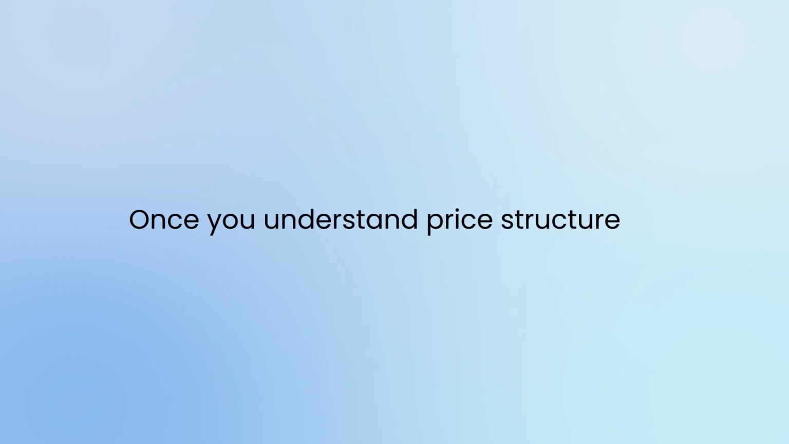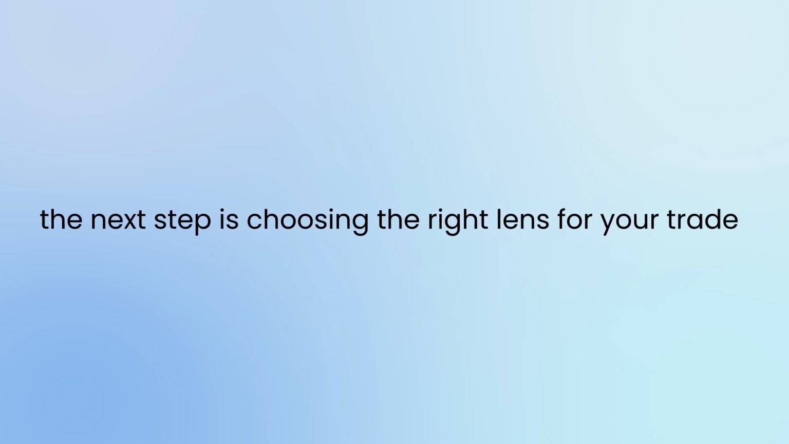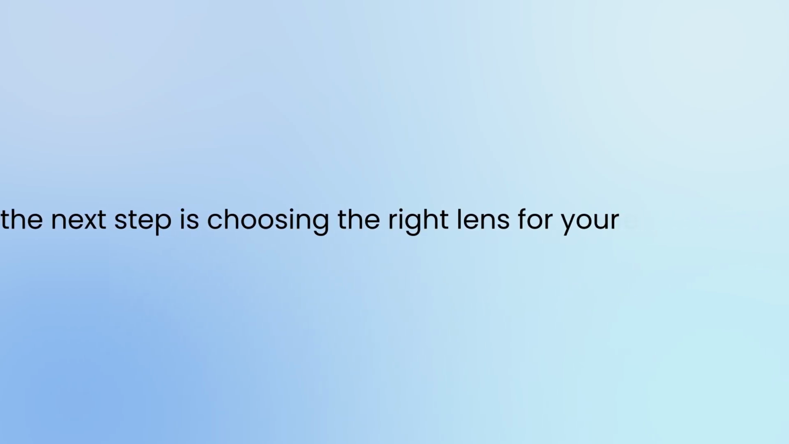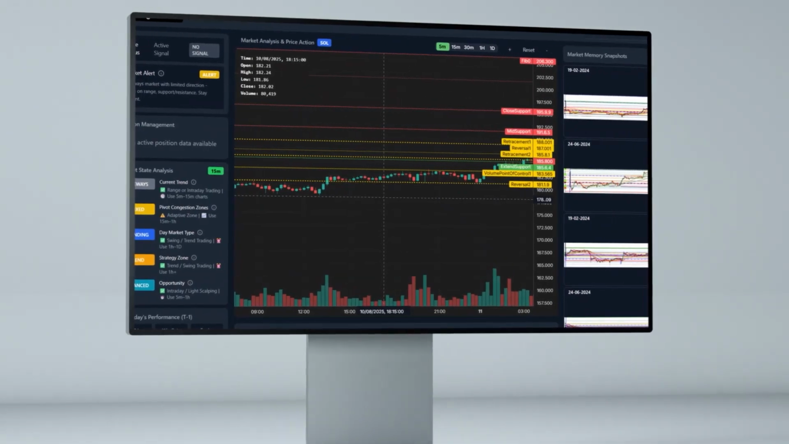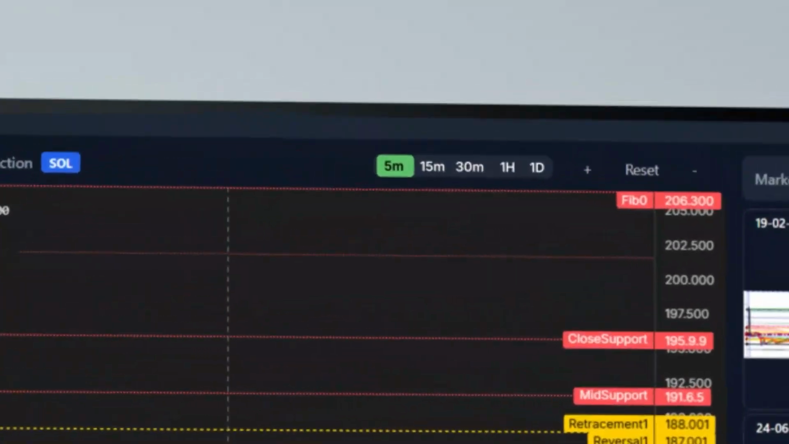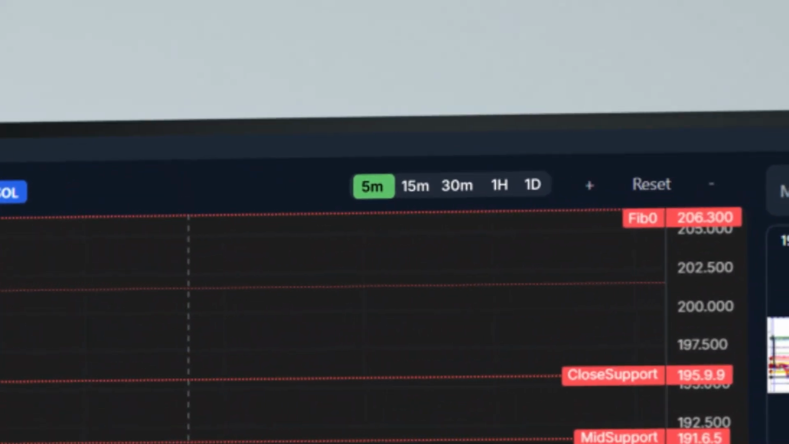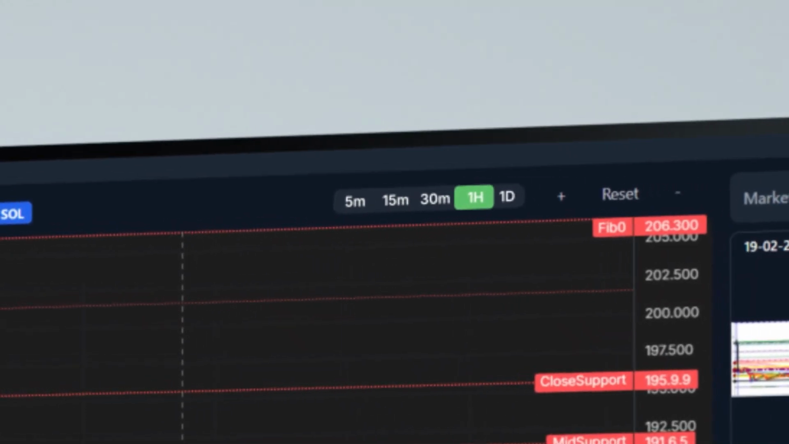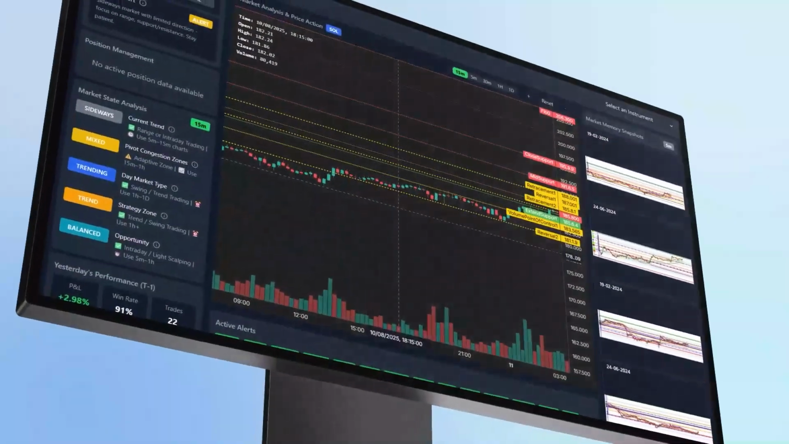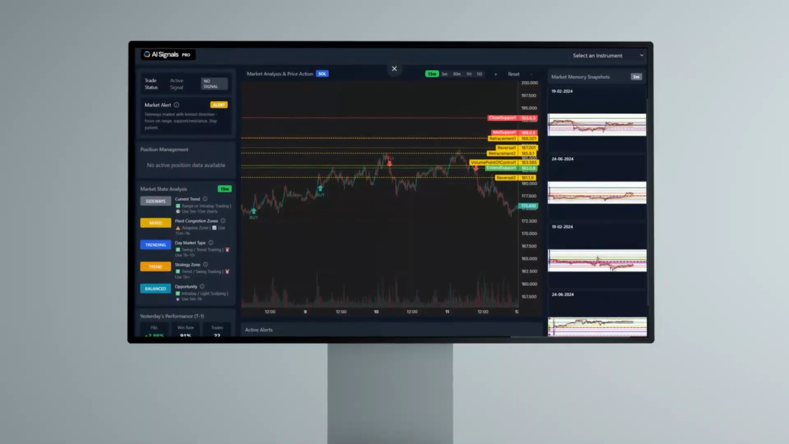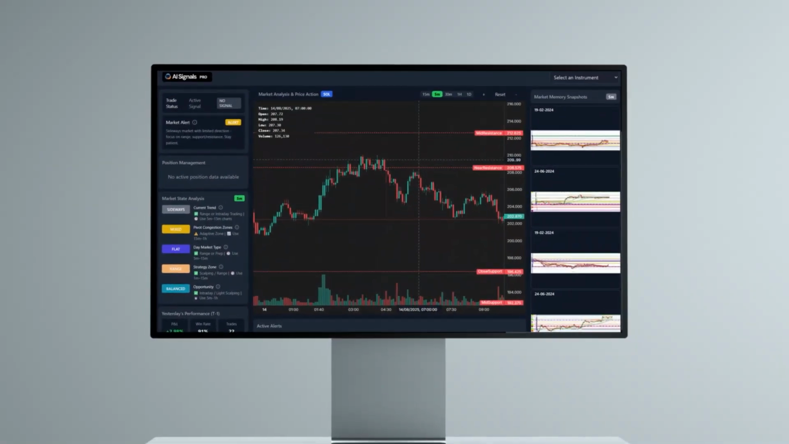Once you understand price structure, the next step is choosing the right lens for your trade. That's where your chart timeframe controls come in. Just above the chart, you'll find options to switch between 5-minute, 15-minute, 30-minute, 1-hour, and daily views. These control how much price history is displayed and how compressed or detailed each candle appears.